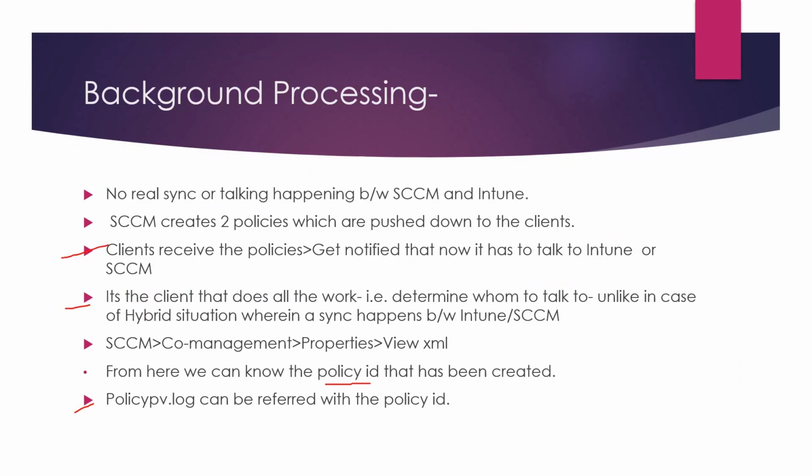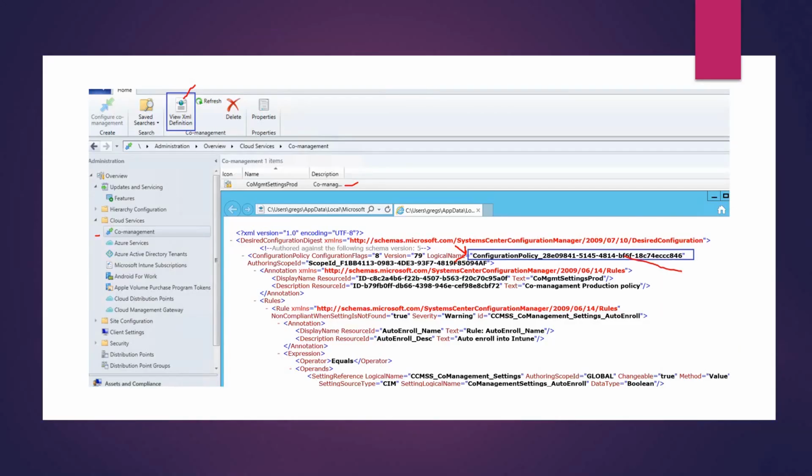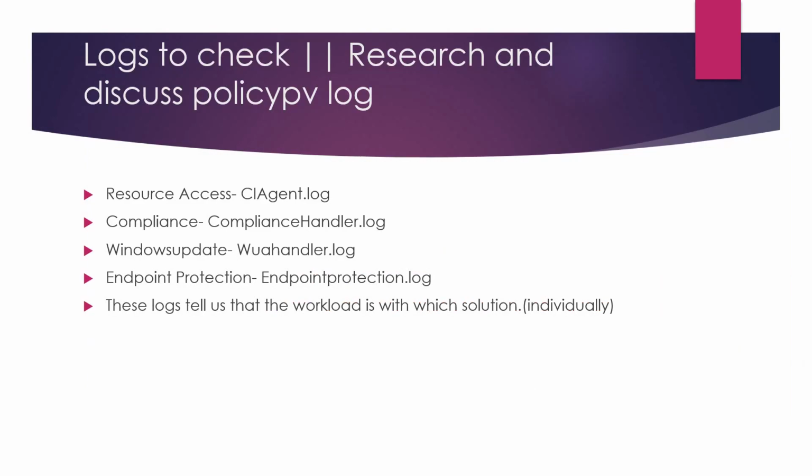Okay, all right. So the policy PV log can be used for tracking it, and this was the XML. And if you want to check the log for a specific workload, let's just say that we have changed the resource access workload and not the other workloads, that can be tracked in the co-management handler log, as well as in the CI agent log. So for each workload, we have a log, and we can check these logs as well as the co-management handler log and the policy PV log to see whether a policy is being delivered to the device correctly or not.